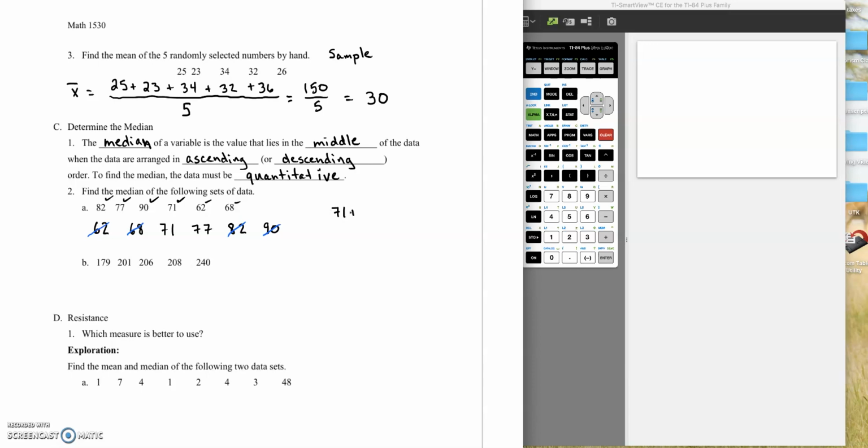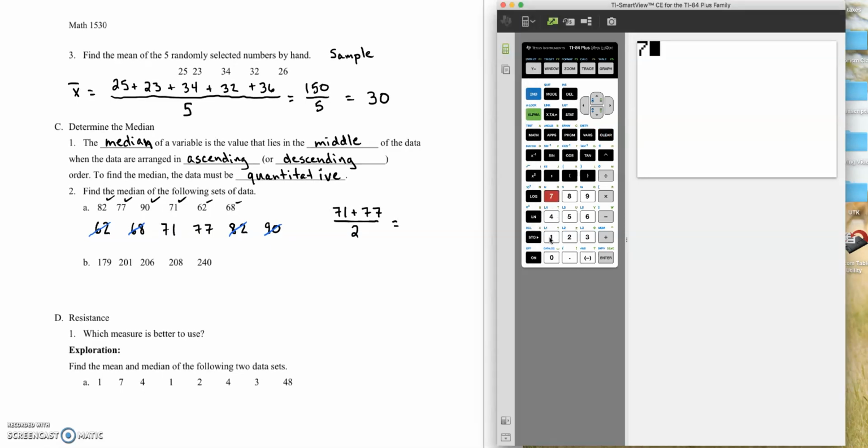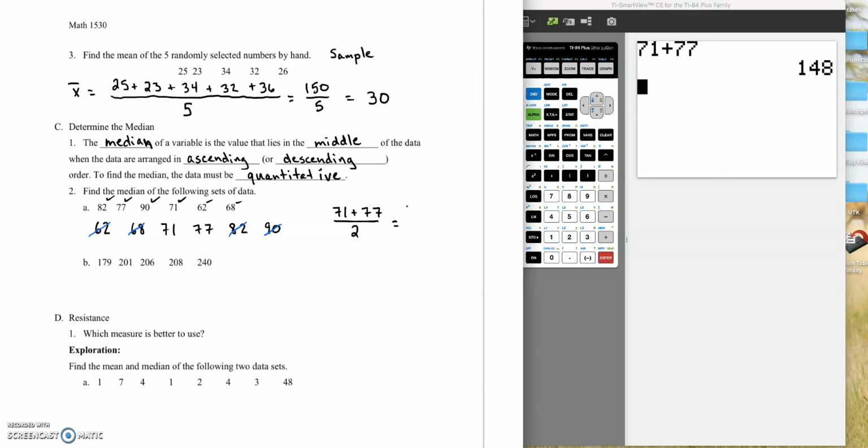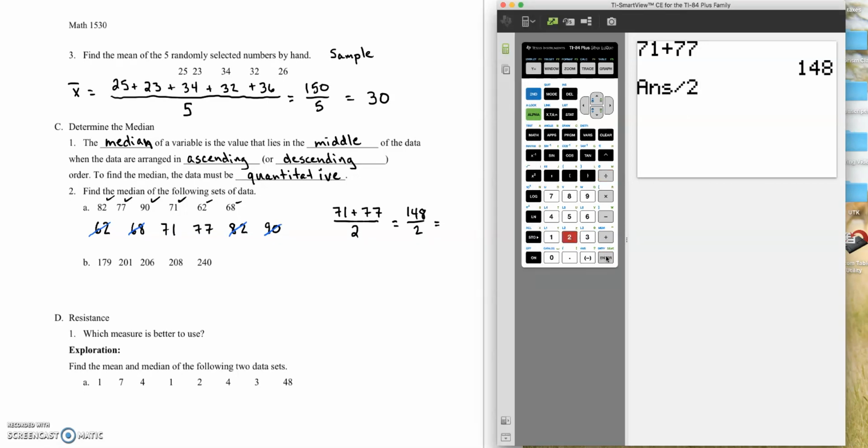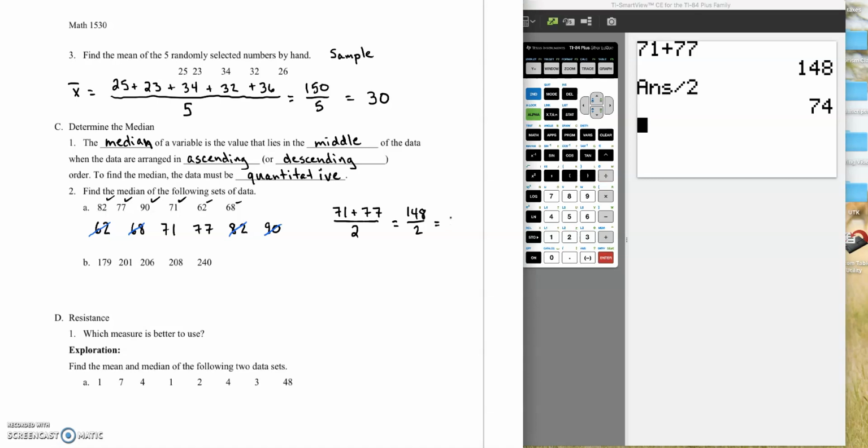So I would do 71 plus 77 over 2. And that gives me, well, let's see, go to the calculator. 71 plus 77 equals, so that's 148 over 2. And if we divide by 2, I think we're going to get 74. So the median is 74.